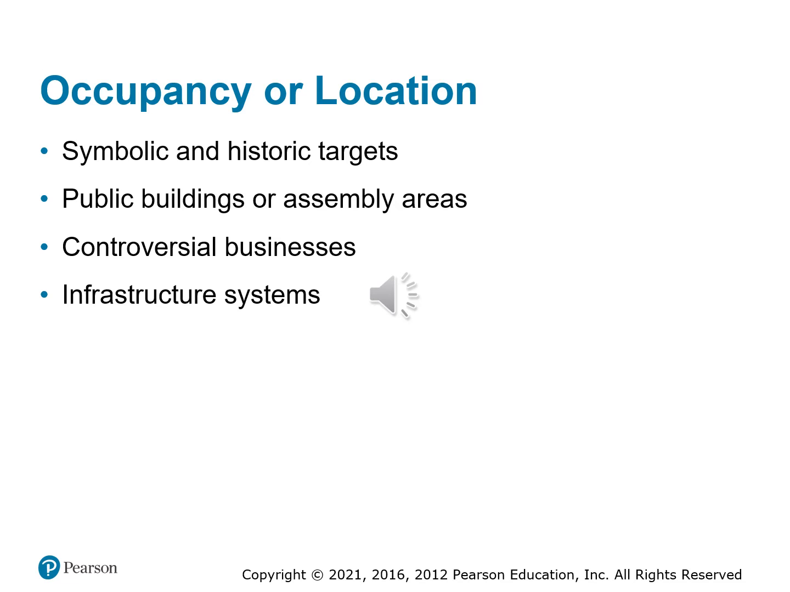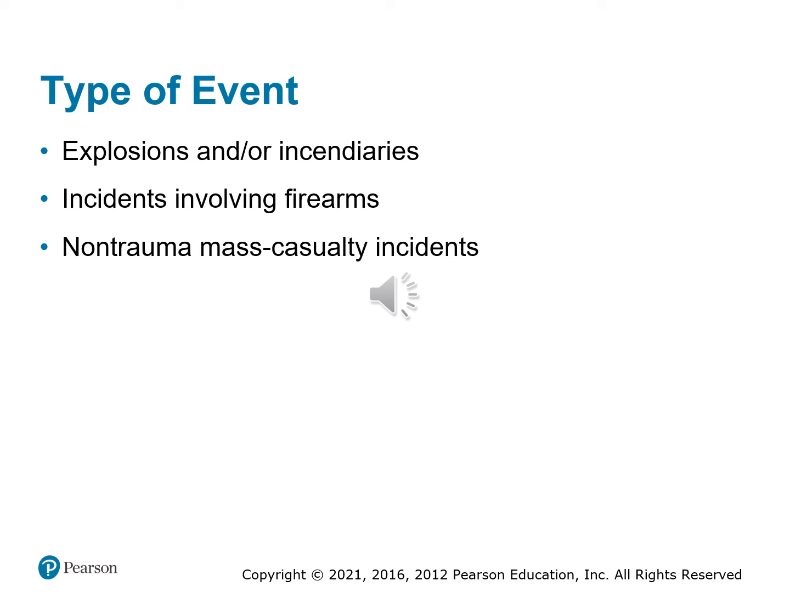So these are going to be places like family planning clinics, nuclear facilities, any sort of research facility, large-scale commercial development areas. And then the last thing is going to be infrastructure systems. So areas of mass transit, bridges, power plants, hospitals potentially. So if you're in one of these locations for a call, just keep it in the back of your head that it could be that. Next thing to think about is what type of event is it? So anything with explosions or incendiaries should raise your level of concern.